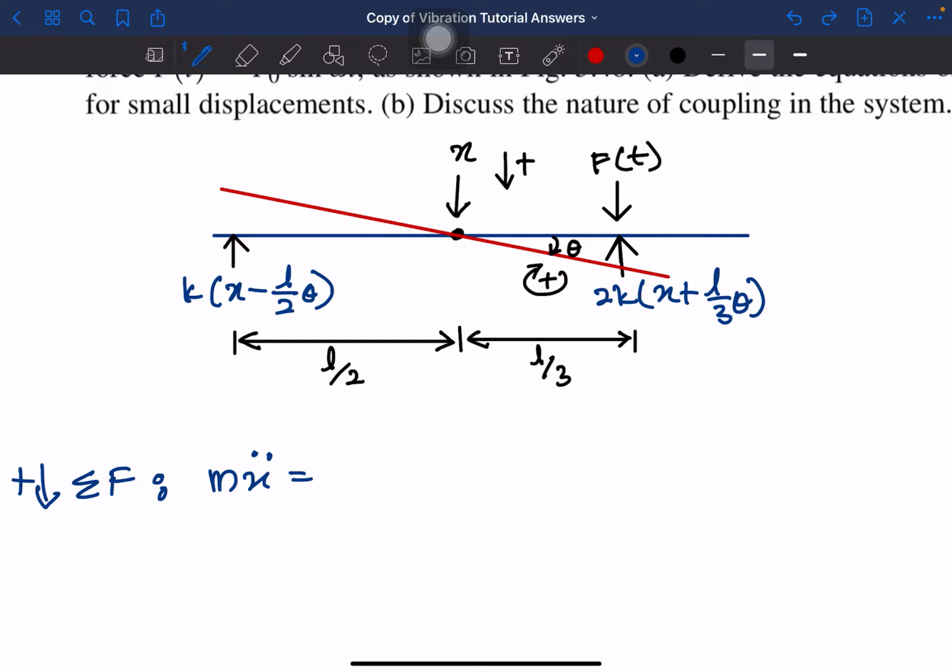So we define going downwards is positive. Alright, we define going downwards is positive. So the forces acting on it is k times (x minus L over 2 theta) going upwards. So it is negative because we define going downwards is positive. So negative k times (x minus L over 2 theta).